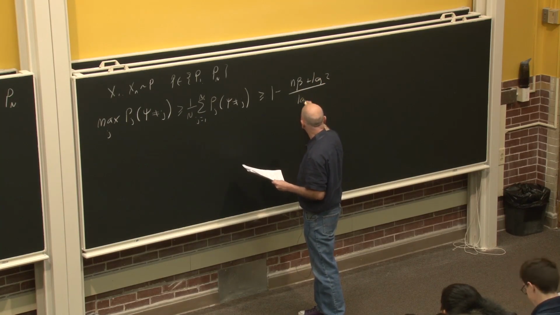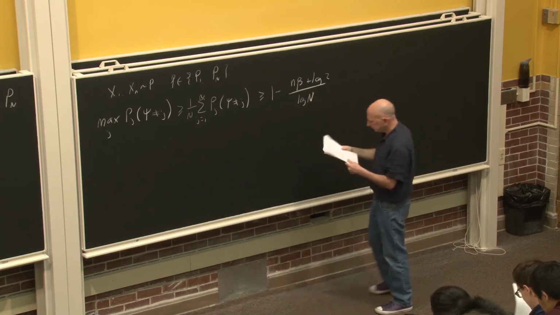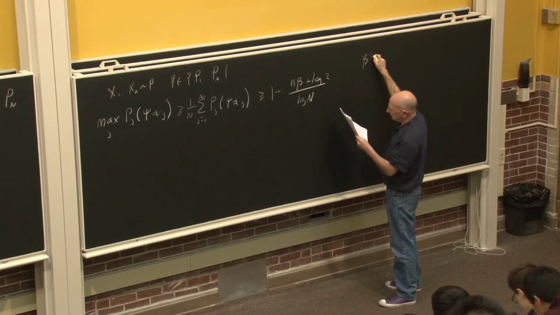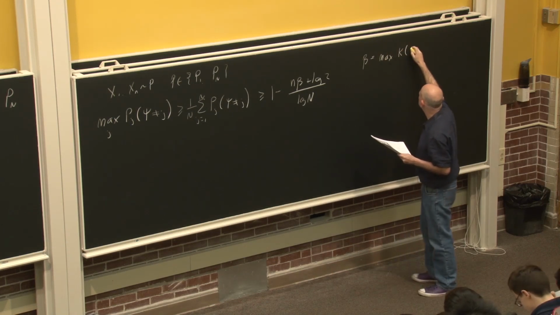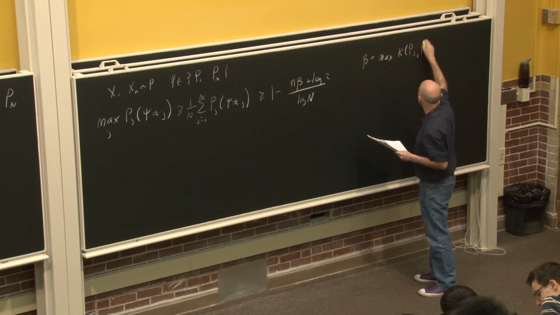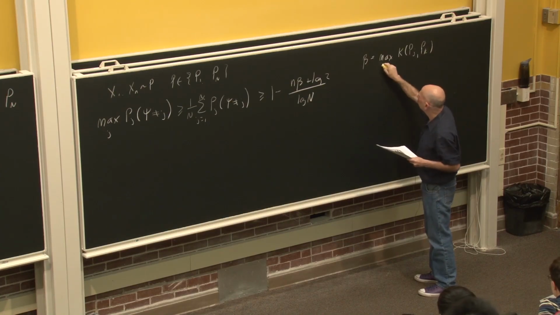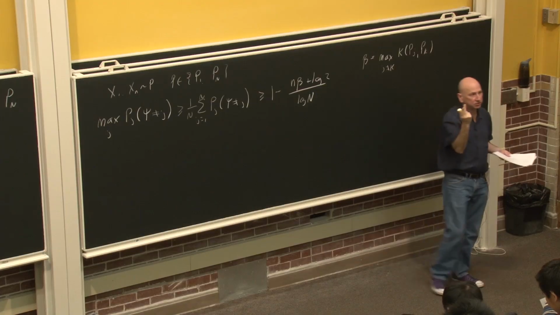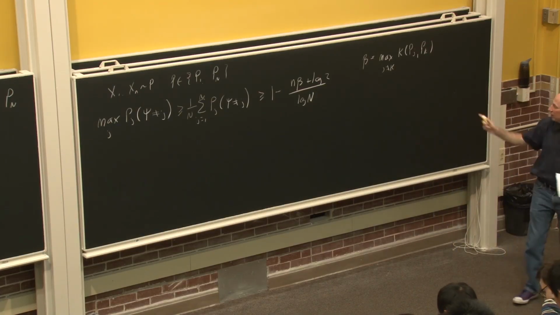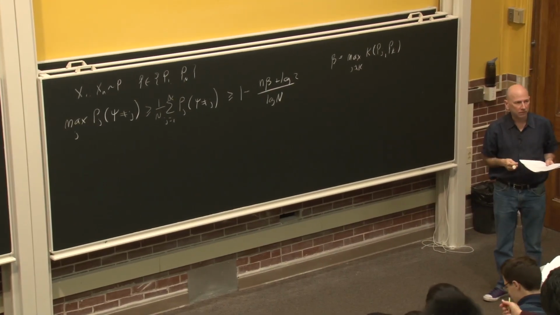all over log n, where beta is equal to the maximum of the Kullback-Leibler distance between each pair of distributions. See, in Fano's inequality, we ended up with just the Kullback-Leibler distance between two of them. Now we have to look at all of them.